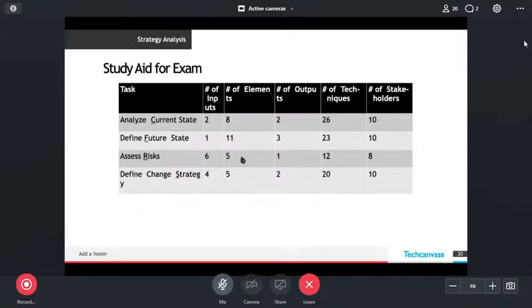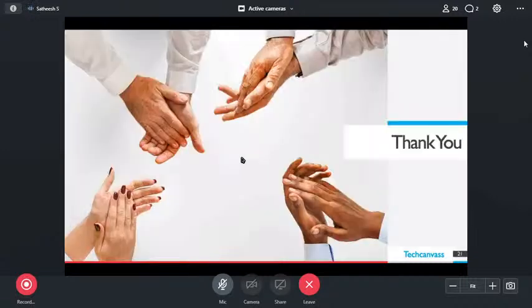And for those folks who are preparing for the examination: analyze current state, define future state, assess risk, define change strategy, 4 tasks. We discussed the inputs and outputs, the elements that each chapter has given you, and the number of techniques and number of stakeholders. This is for your reference. And for CCBA folks, around 12-13 questions will come, and for CBAP folks, 18 to 20 questions will come from this particular chapter.